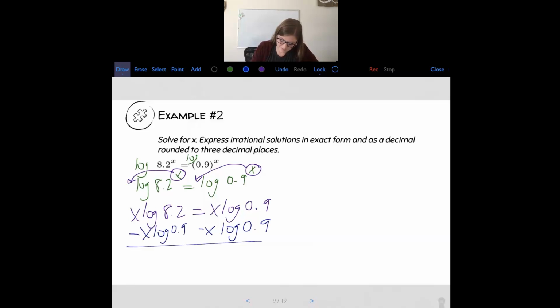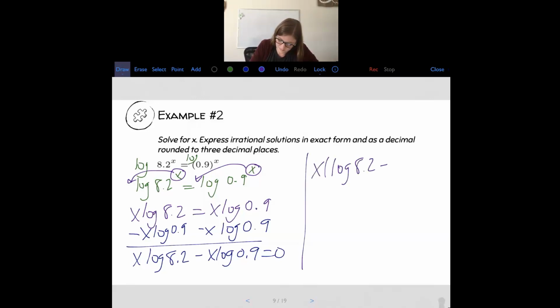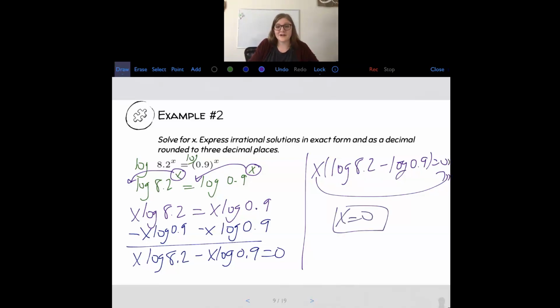So we have x log 8.2 minus x log 0.9 is equal to 0. If we take out x, this is equal to 0, so x has to be equal to 0. Or if you divide both sides by log 8.2 minus log 0.9, 0 divided by that is still going to be 0. So the answer here is 0.